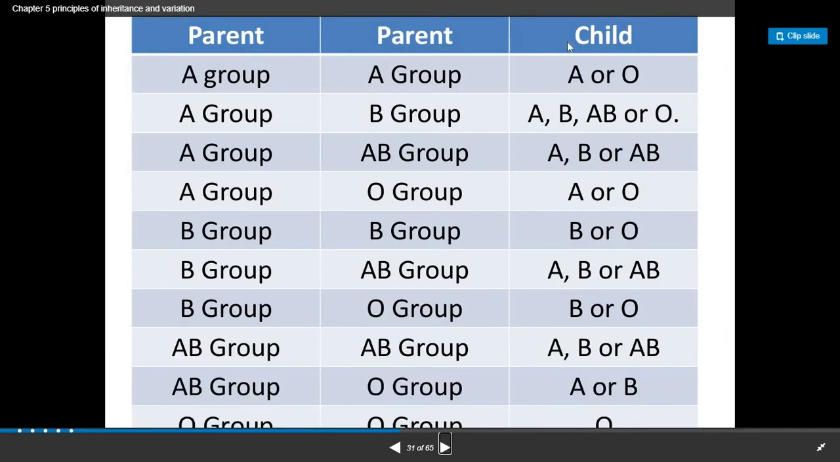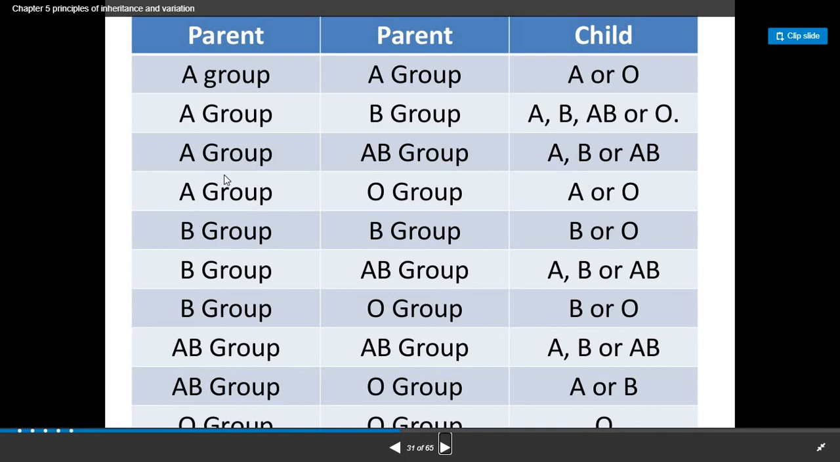Now this is shown in tabular form. The blood groups of the two parents are shown in the table. Whenever parent one has a blood group and the second parent also has the similar blood group, the possible blood group of the child will be A or O. Similarly, for other blood groups it is given. You can see all the combinations here, and from this table MCQs can be asked. It is the most important table, so students, you have to remember it.